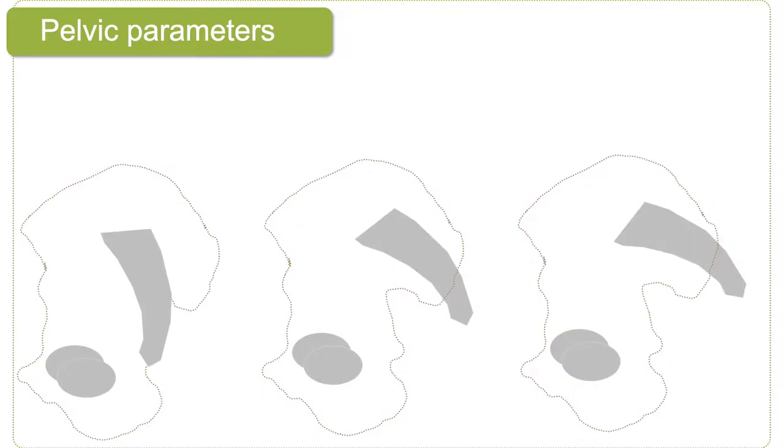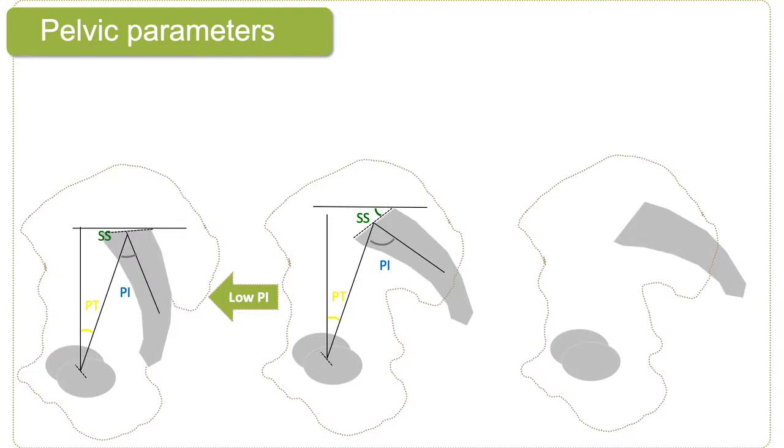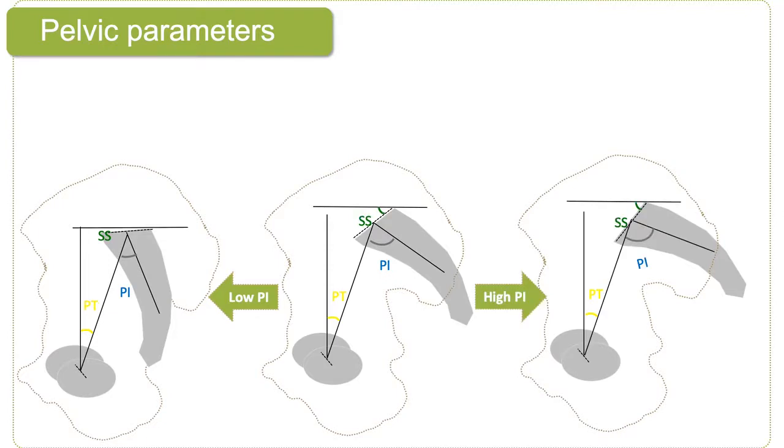So let's take a look at these three different pelvises. Note that each one has a different anatomical position of the sacrum inside the pelvis. As so, each one has a different PI. And as a consequence, observe what happens with the sacral slope in the low PI and the sacral slope in the high PI patient. And also how it influences the spine.